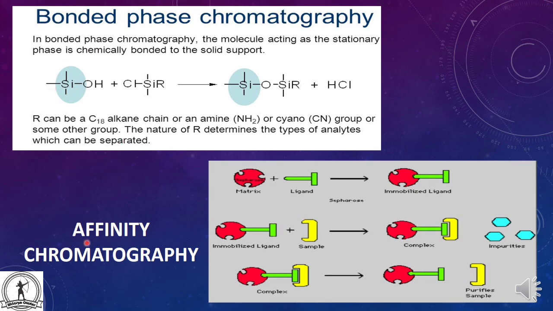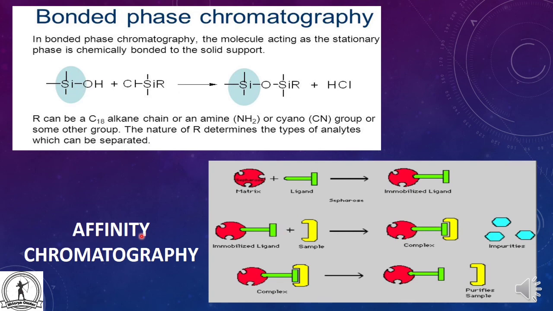Second, last is affinity chromatography. It is used in drug, biotechnology, and industries. Lock and key mechanism. Here, enzymes, biomolecules, and catalytic separations are done via this affinity chromatography. It is shape selective chromatography.